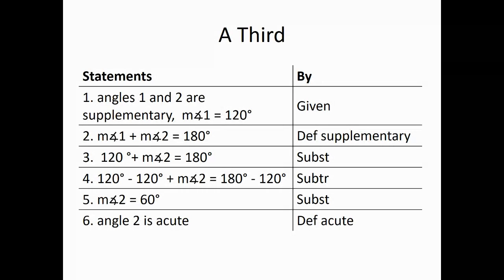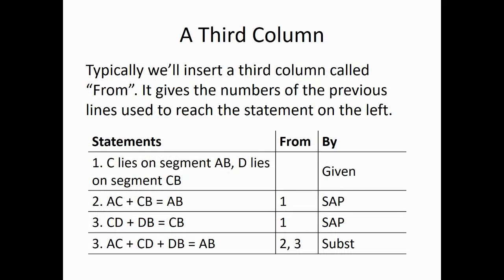And then look at line number 6, our final line. We say that angle 2 is acute, which does indeed follow. If angle 2 is equal to 60 degrees, then it is acute, and that follows simply by the definition of acute. Now, we've seen column-type inference chains with 2 columns, a statement column and a by column.